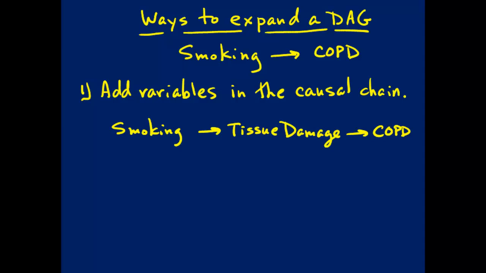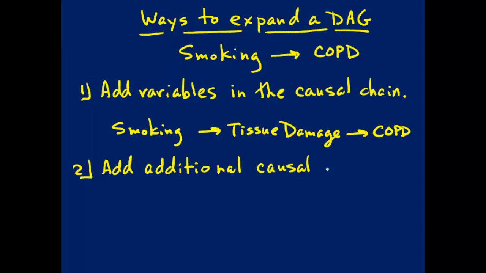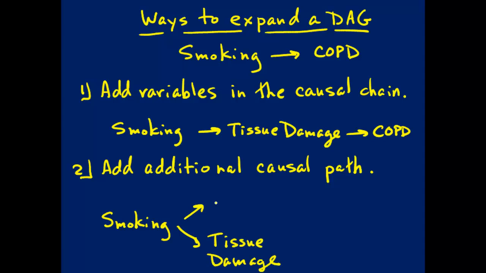Now another way that we can do it is to add extra causal paths between two variables. So for example, I might say that in addition to tissue damage, another thing that smoking is causing is an increase in the inflammation in the lungs. And it's actually not only the tissue damage, but the inflammation that is causing the COPD. So now that we've seen the ways that you can expand a DAG, we can get at the very important principle.